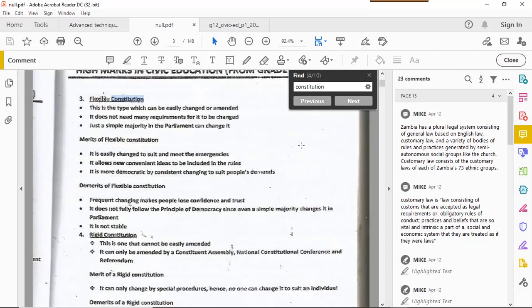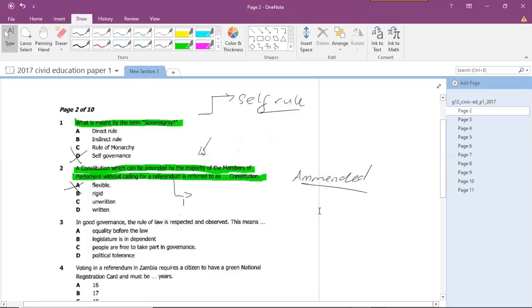That is if you have a soft copy like the way I'm using, but if you have a hard copy, just go to your table of contents. It will be much easier. So let me go back to our original screen share so that we can move a little bit faster. All right, so let's move on to question 3.